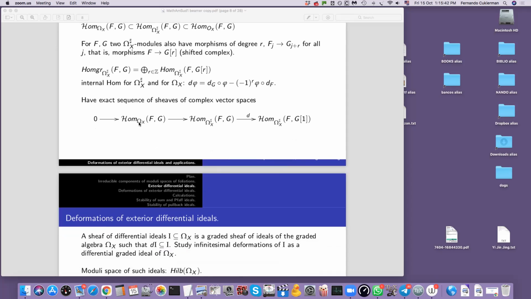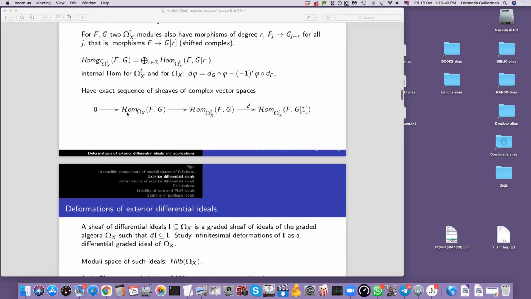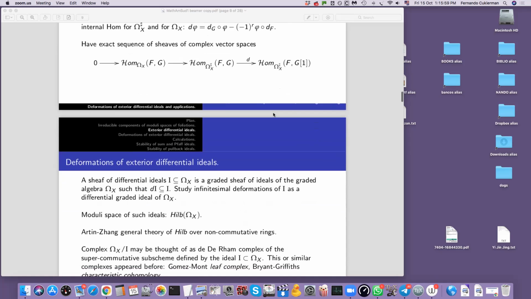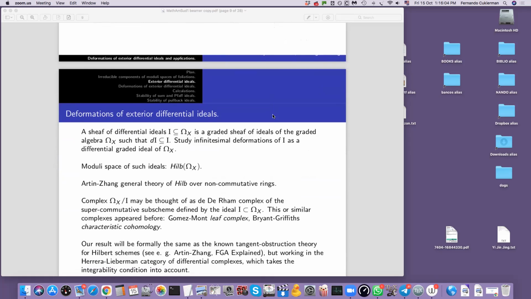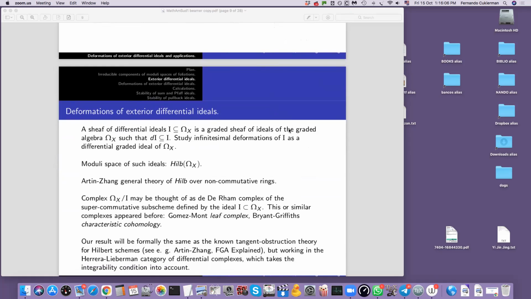The Hom over omega and the Hom omega sharp are related by this exact sequence. Basically, these are the cycles in this complex, the kernel of the differential. Well, this is the general definition for modules. Okay, I'm going very, very slow. Sorry, I don't think I'm going to finish what I want to say, but let me just continue.